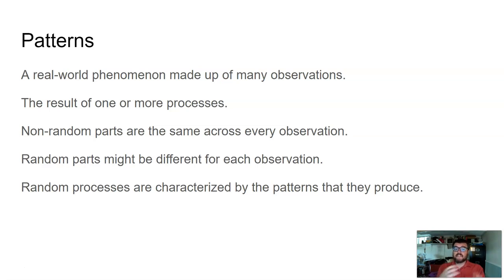And so you can have one process, or you can have a series of processes in a row, like dealing a deck of cards out. It's actually multiple random processes. There are going to be some non-random parts. So, for example, the bubblegum machine, we know we're going to get a piece of bubblegum. That's not random. They're all going to weigh about the same. They're going to have roughly the same texture. But the random parts, what color it is and maybe what flavor, that will be different for each observation. And so we can characterize the processes that we see by the patterns they produce. So I'm going to talk about 3 examples of that.